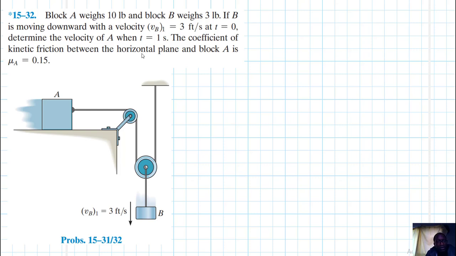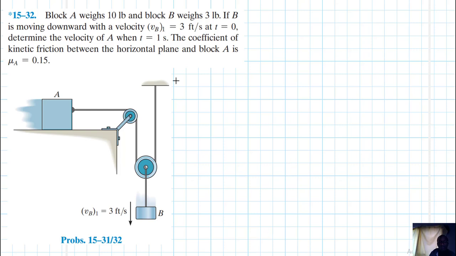The problem reads: block A weighs 10 pounds and block B weighs 3 pounds. If B is moving downwards with a velocity of 3 feet per second at t equal to 0, determine the velocity of A when t is equal to 1. The coefficient of kinetic friction between the horizontal plane and the block is 0.15.